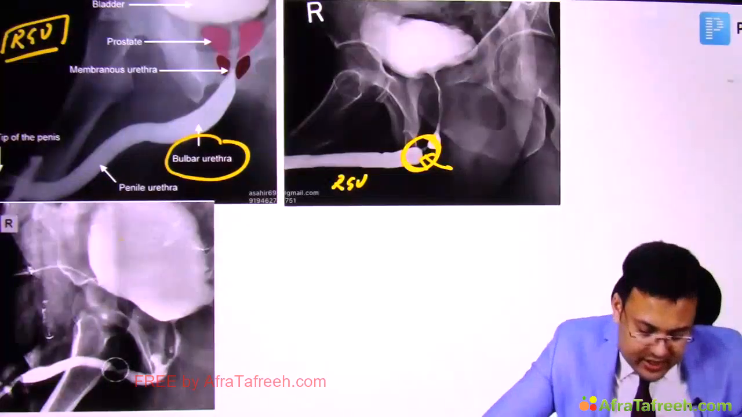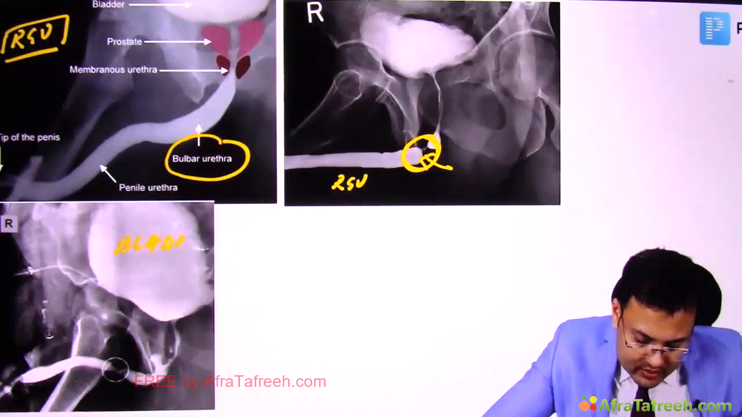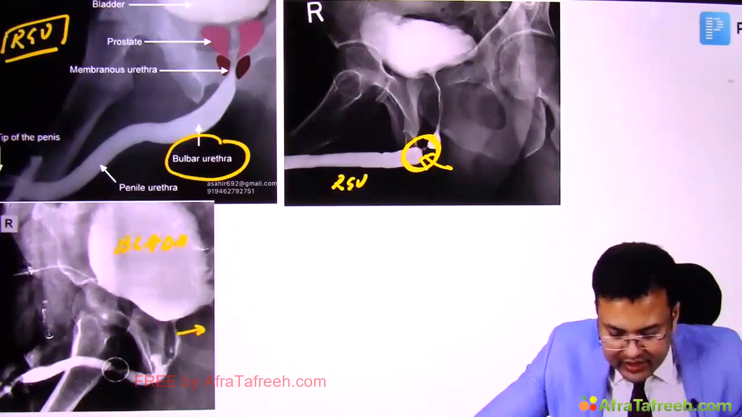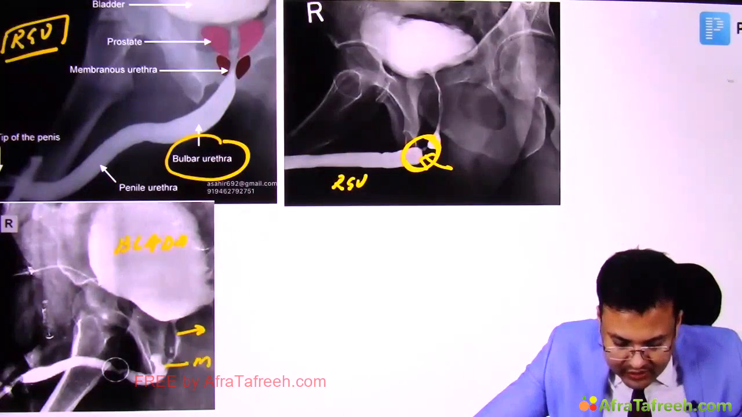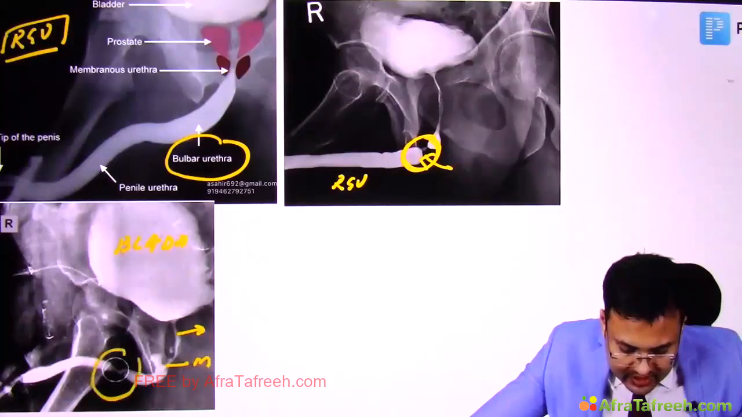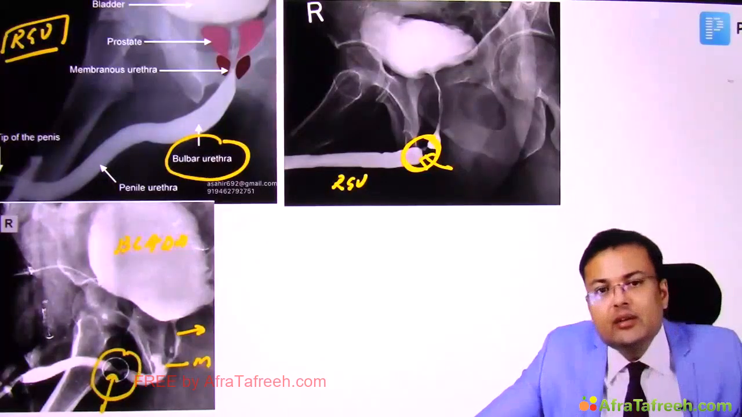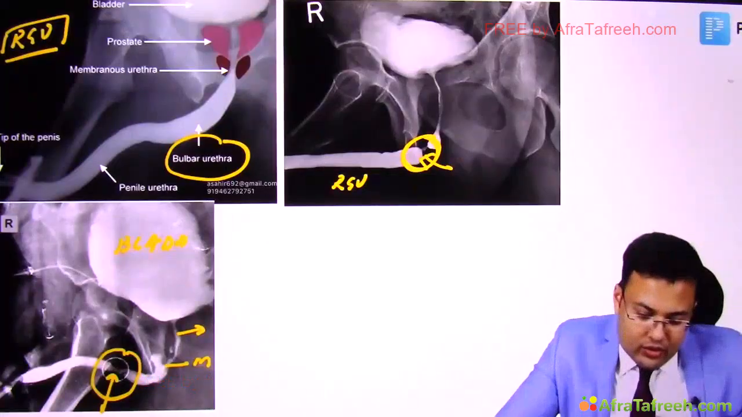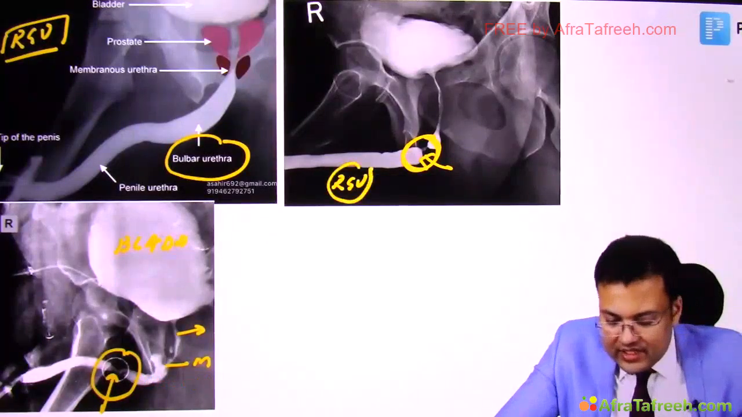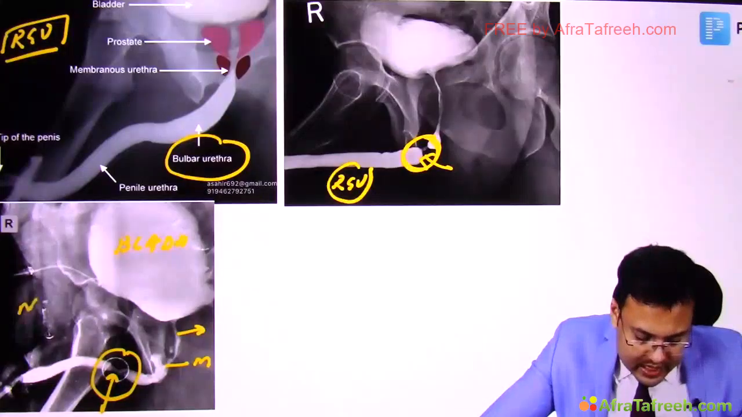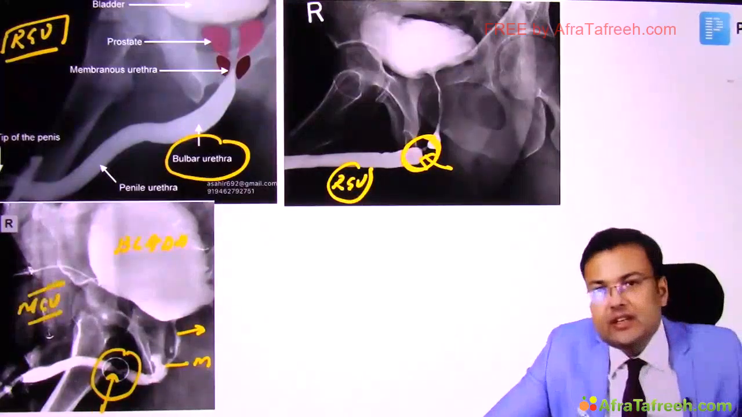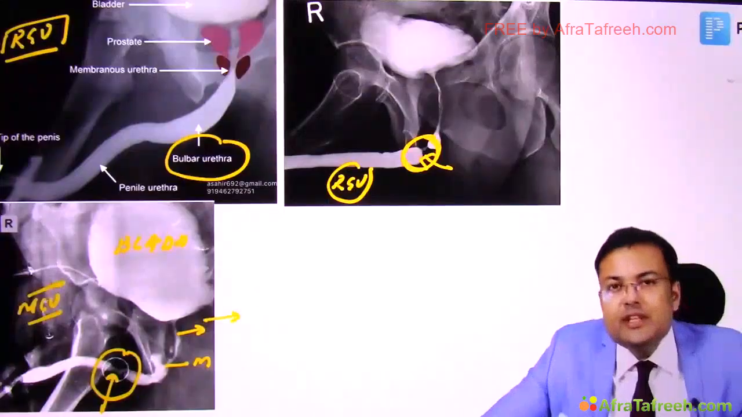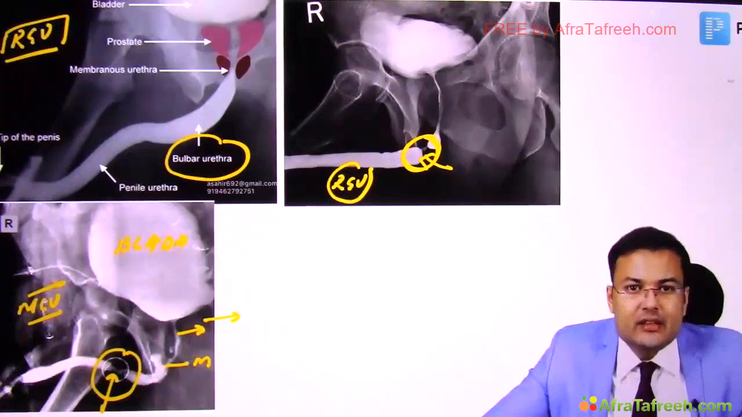If you see this picture here, bladder is prominent. Here you can see this prostatic urethra, then there is membranous urethra, and here also you notice that there is stricture in the bulbar urethra. So this is RGU showing stricture in bulbar urethra, and this is MCU showing stricture in bulbar urethra. This is a question of NEET PG asked recently.